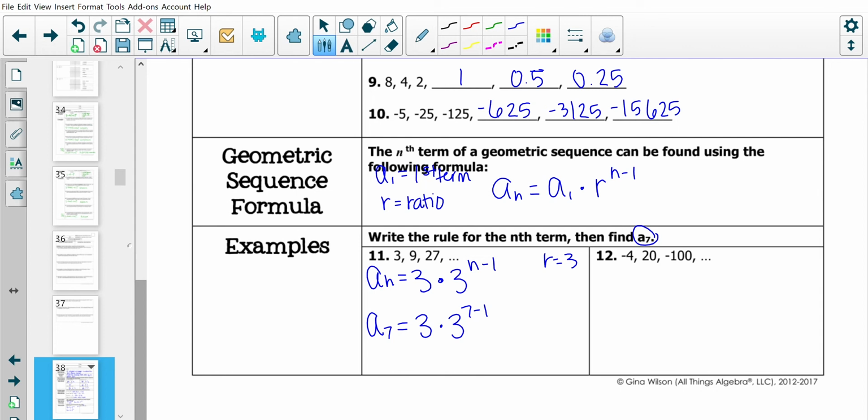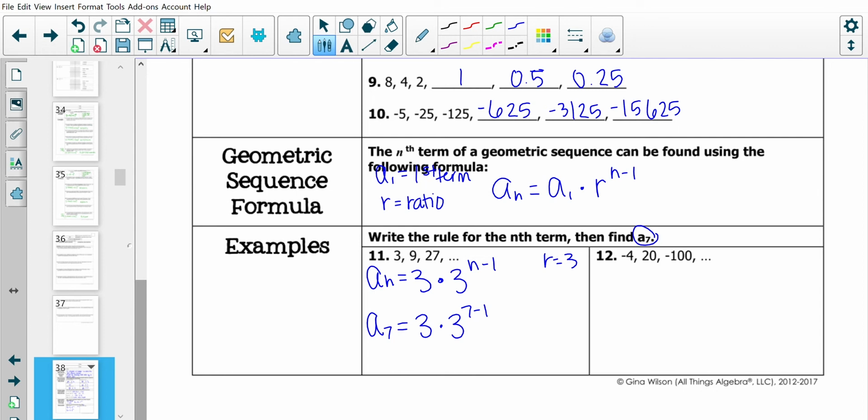So the answer will be A7 equals. We're not done. I was just telling y'all what's going on. You can't get rid of that 7 or whatever. This is just saying, hey, I'm finding the 7th term in the sequence, so I'm going to do this.